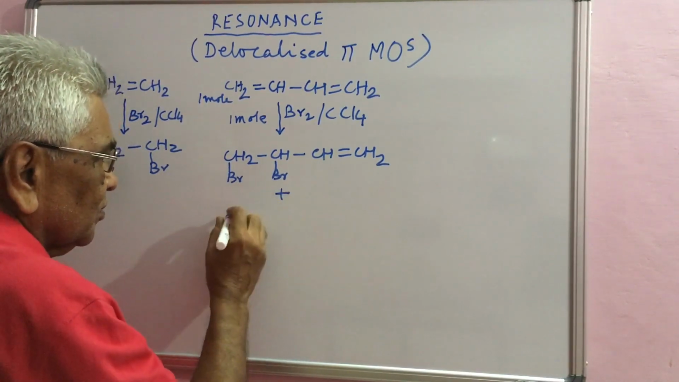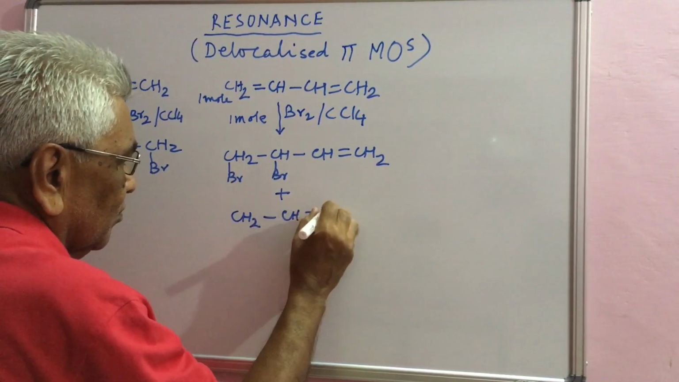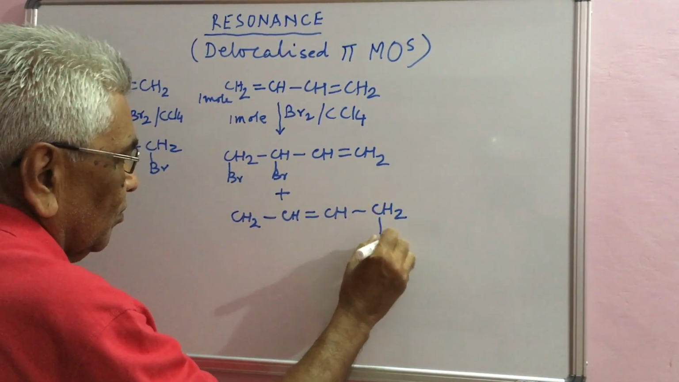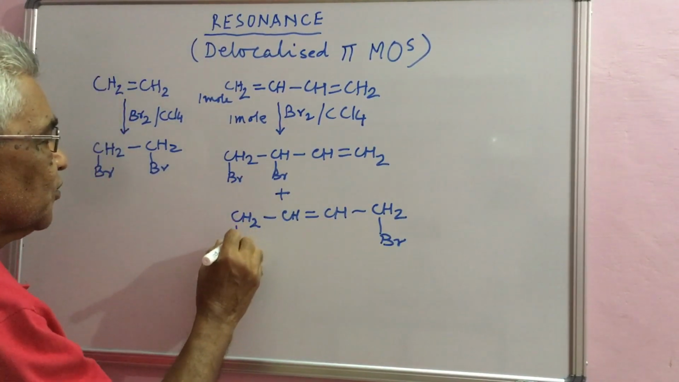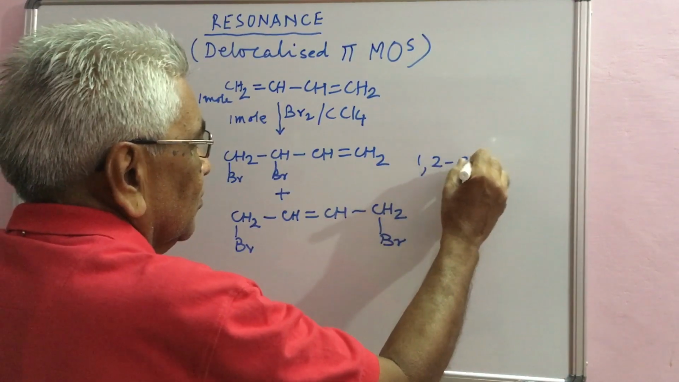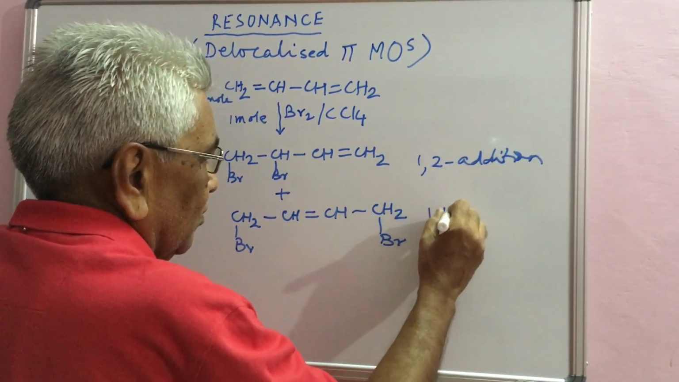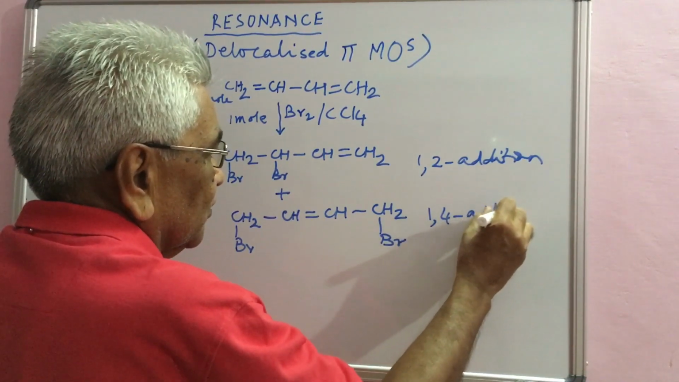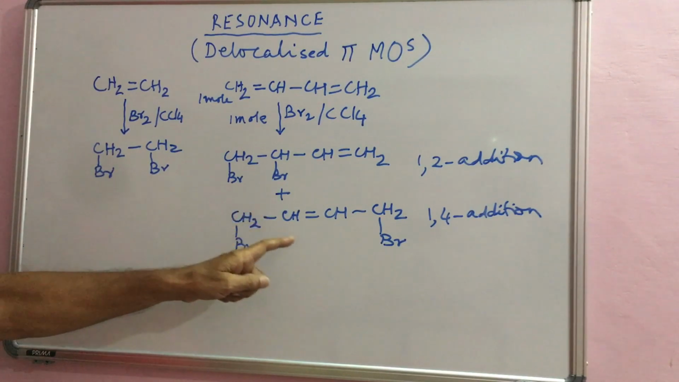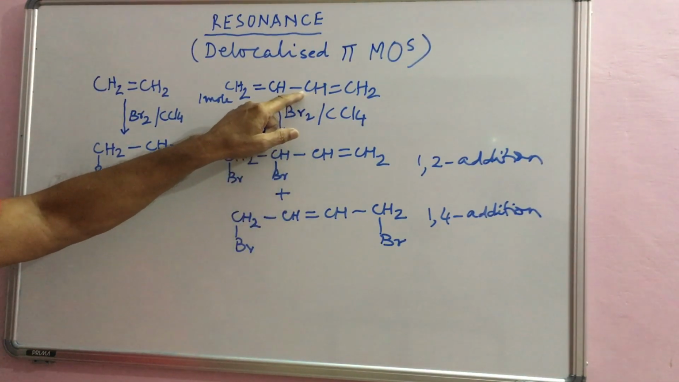You also get this. This is 1,4 addition, this is 1,2 addition, here 1,4 addition. This is quite unexpected. A double bond is here. In the original compound, there was no double bond here.